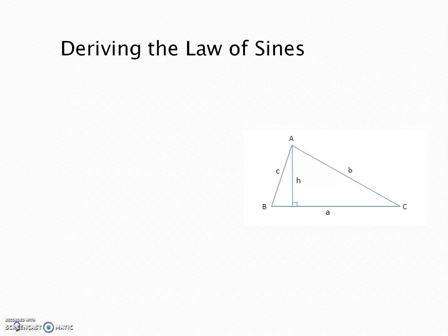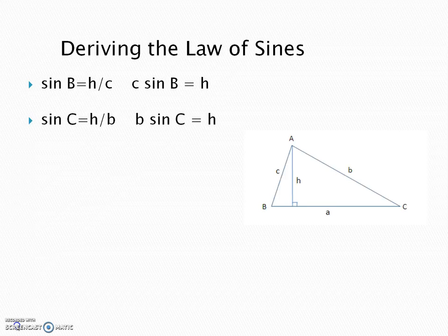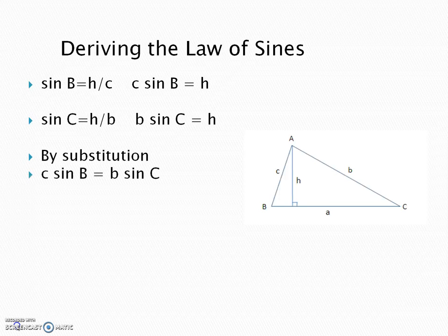Since an oblique triangle has no right angle, we need to drop an altitude in our triangle to form two right angles, and then we can use our right triangle trigonometry to find the missing parts of the oblique triangle. Sine of B equals h over c, which means that h equals c sine of B. Sine of C equals h over b, which means that h equals b sine of C. By substitution, we get that c sine B equals b sine C. With a bit of algebra, we can simplify this to say that sine of B over b is equal to sine of C over c, which leads to the law of sines.